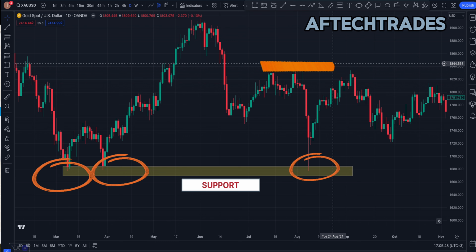Hey traders, let me quickly show you how to identify that a support will turn resistance in the market.